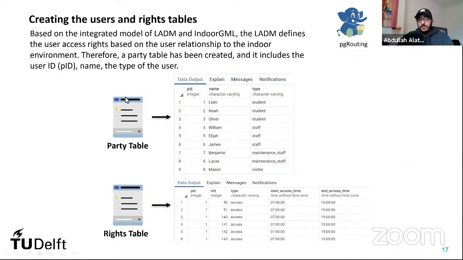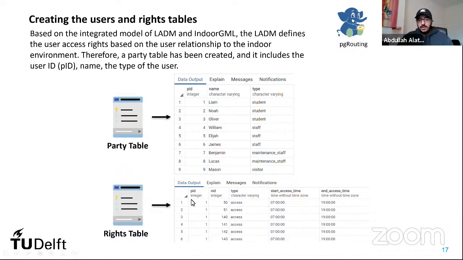After this step, we needed to create the party table. The party table, as I described, has all the information about the users. So for our experiment, we have defined this table with 4 different types of users: students, staff, maintenance, and visitors. And by having this table, we can define the right table, which will include all the nodes that each of these users or party can access.